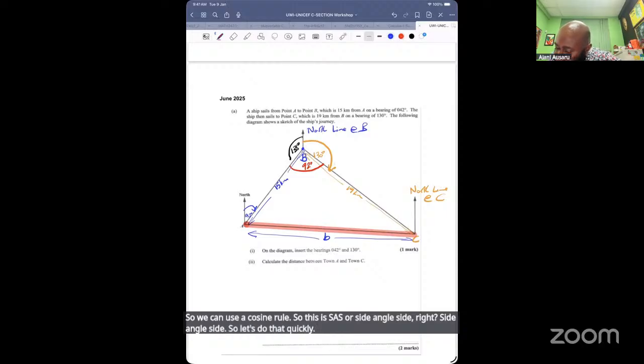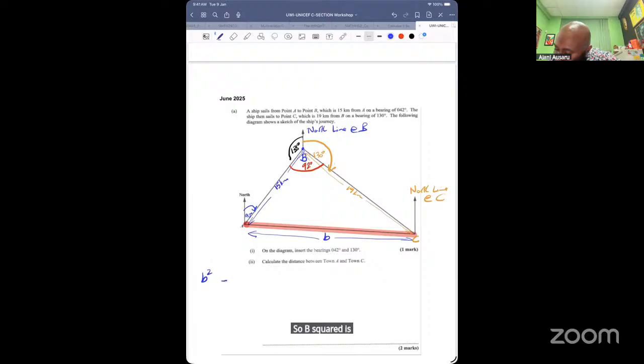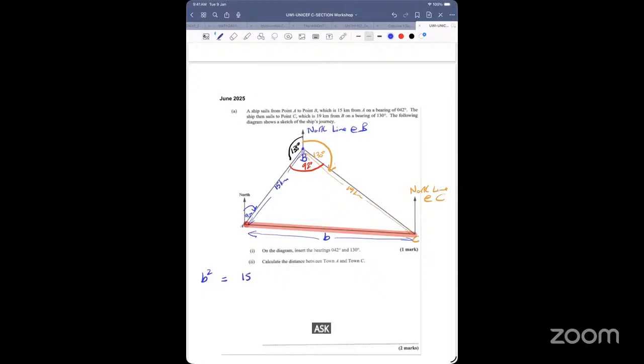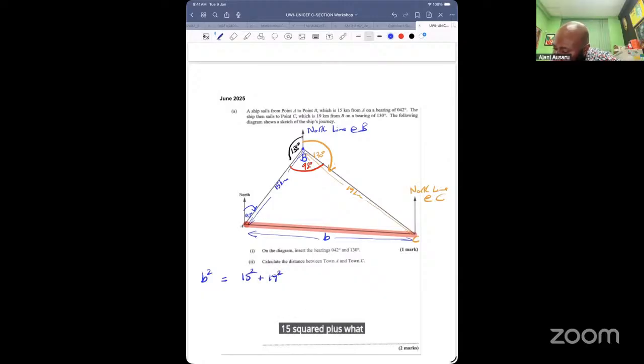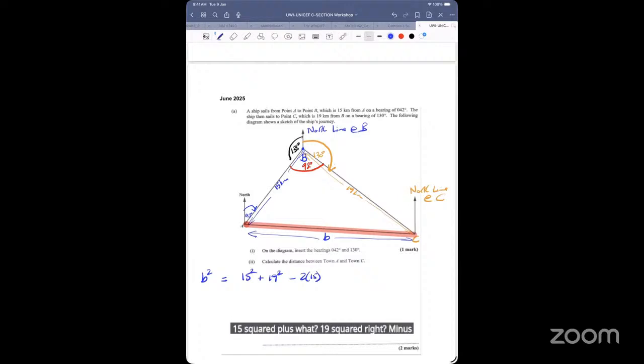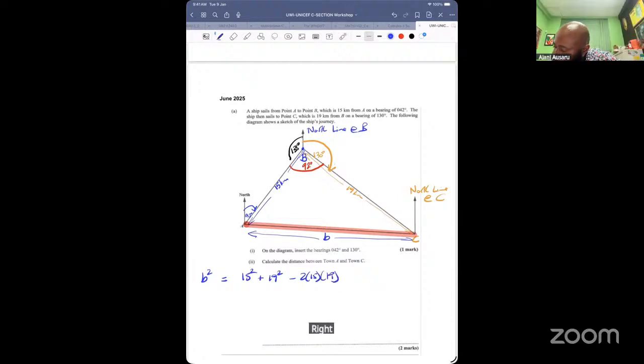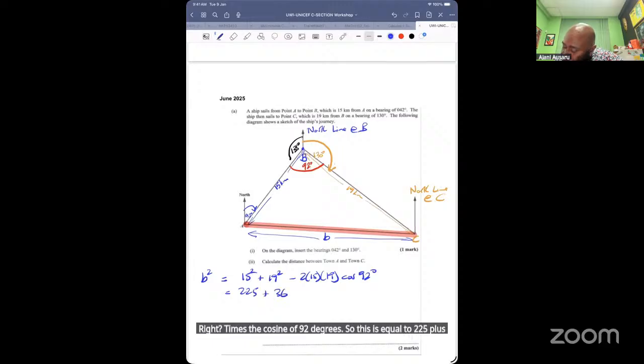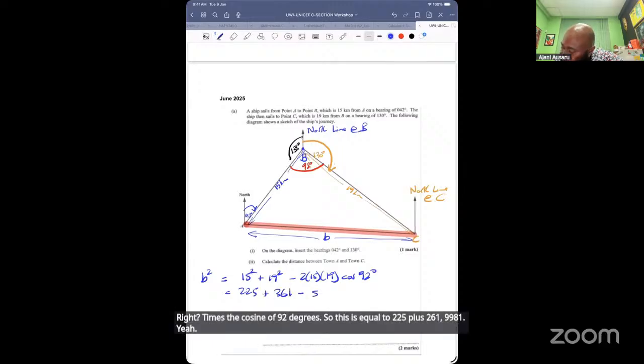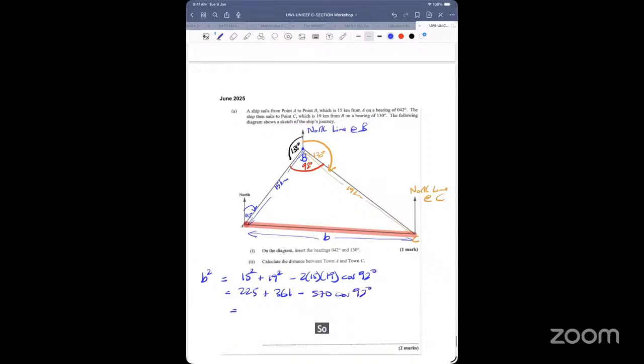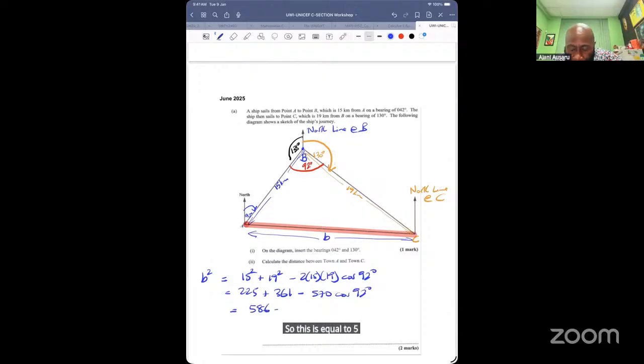So b squared, by the cosine rule, is equal to a squared plus c squared, 15 squared plus 19 squared, minus 2 times 15 times 19 times the cosine of 92 degrees. So this is equal to 225 plus 361, which is 586, minus 570 cos of 92 degrees.